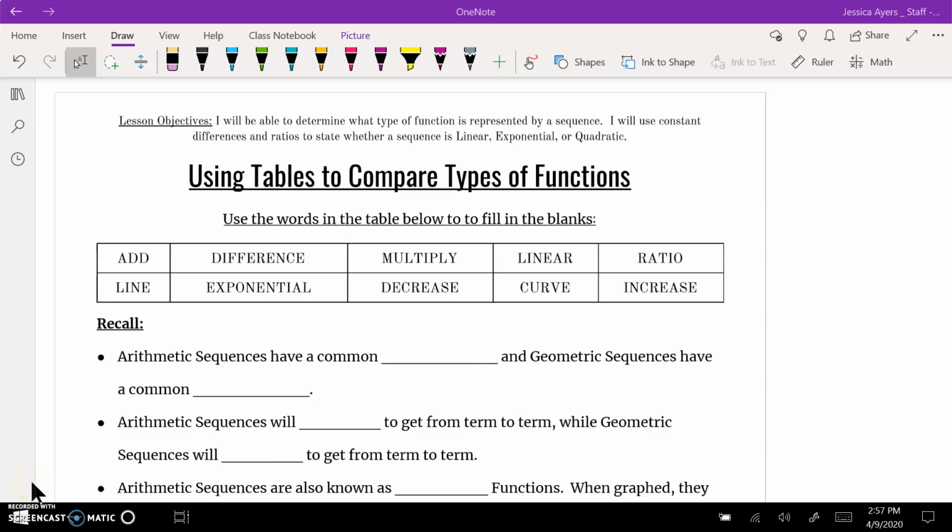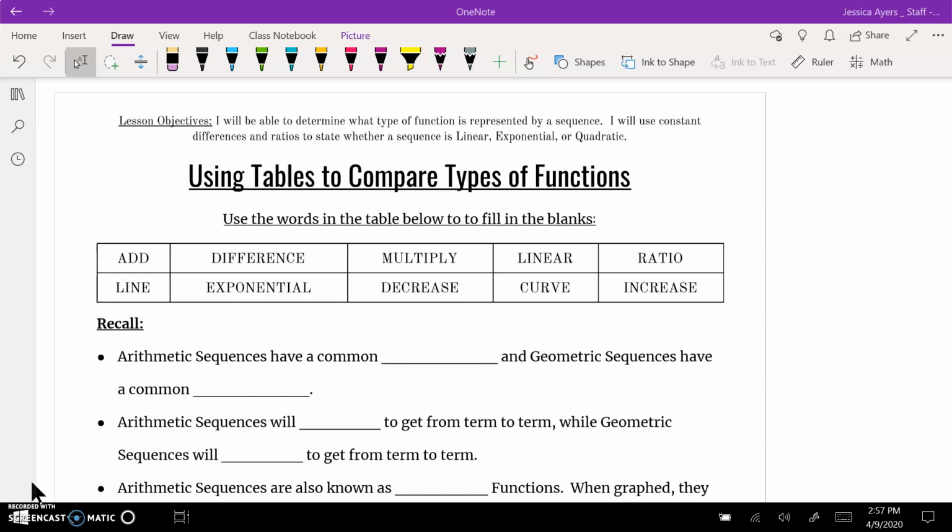Hey guys, so in this lesson we will be able to determine what type of function is represented by a sequence, and we'll be able to use constant differences in ratios to state whether a sequence is linear, exponential, or quadratic. So this video is based off of a worksheet that is posted to you on Canvas for you to complete. You can either print it out or you can complete it using Google Docs.